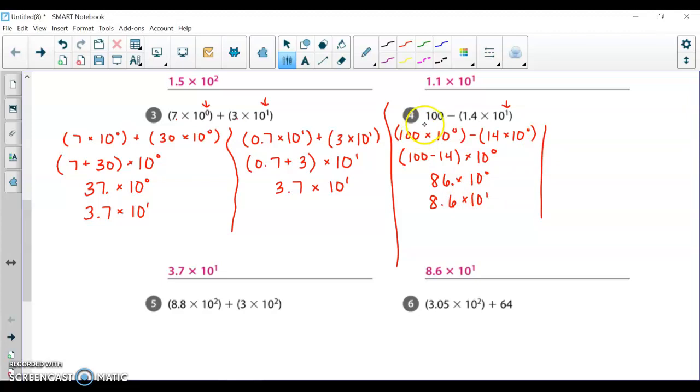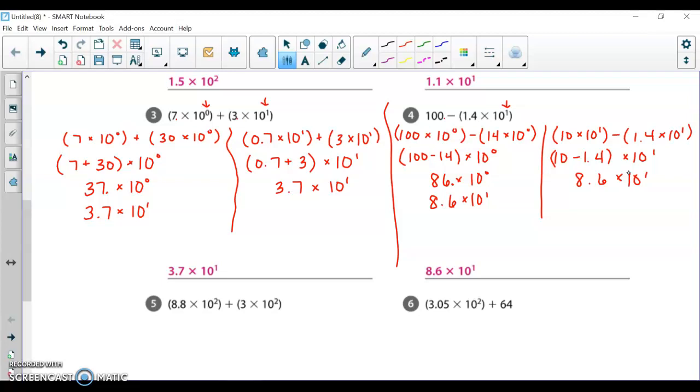Or we could take 100 and write it with 10 to the power of 1. So if I'm adding to my exponent, I'm going to move my decimal to the left. So in this case, I could actually change it to 10 times 10 to the first. That way I'm matching the same exponent. I could do 10 minus 1.4 in the front. When I subtract, I get 8.6 times 10 to the first, and in this, we have it in scientific notation, so we don't have to do any extra steps.